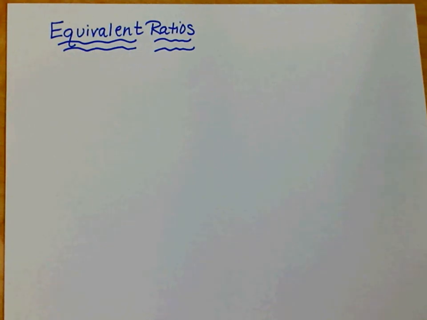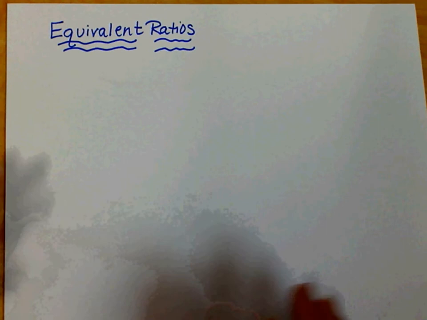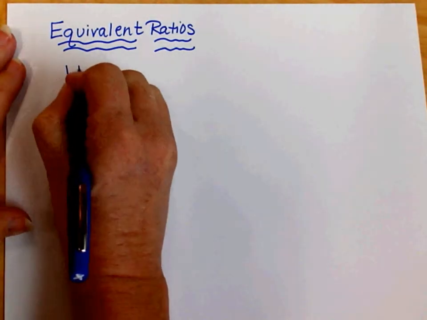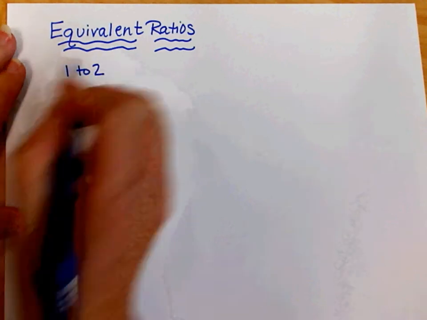Okay, now we're going to talk about equivalent ratios. As we build a ratio table, we can make equivalent ratios. That's just like making an equivalent fraction. So let's start with something that we know, and let's say the ratio is a 1:2 ratio.